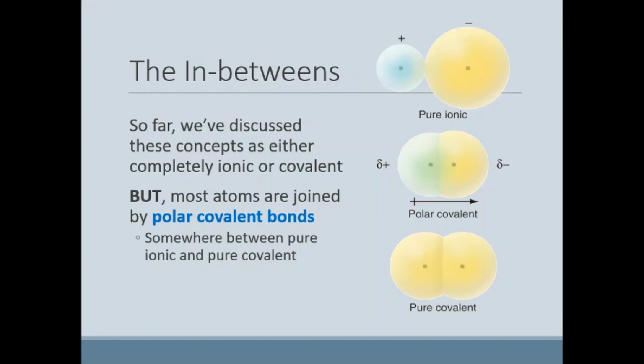But if you have something like HCl, for example, there is a difference in electronegativity, a difference in ionization energy, a difference in electron affinity between hydrogen and chlorine. And so in that instance, there's not going to be an equal attraction of electrons between hydrogen and chlorine. And so because of that, we cannot call this pure covalent because there's going to be an unequal sharing of electrons between the two atoms.